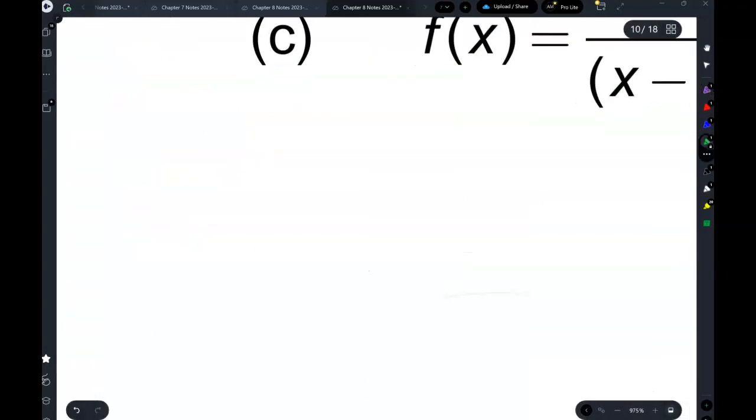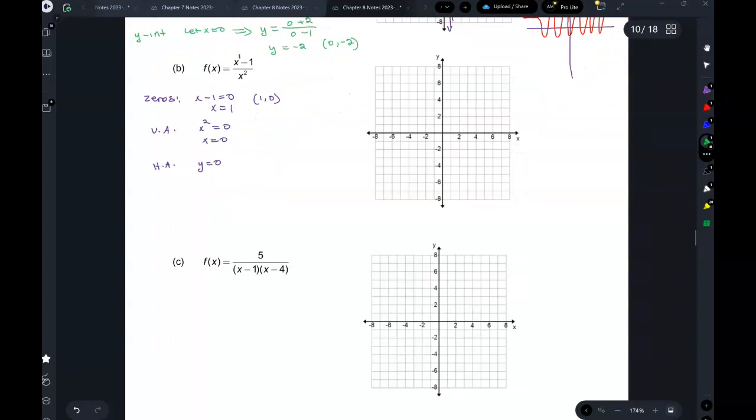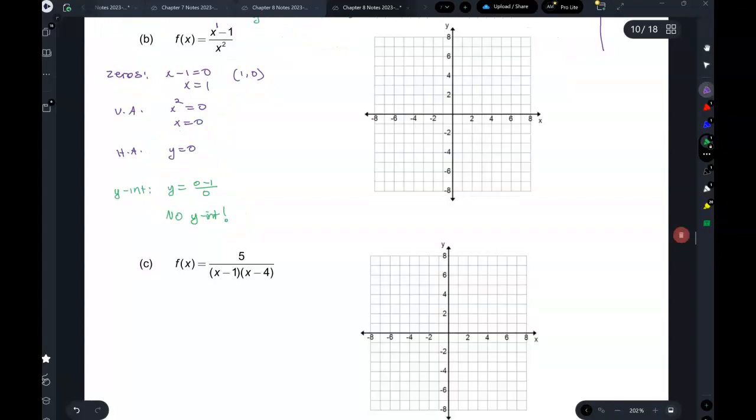Let's see what the y-intercept will be. Can we do that? No, right? So no y-intercept, because we already know that from the vertical asymptote there.